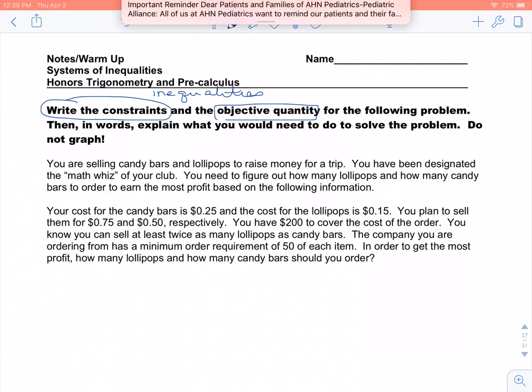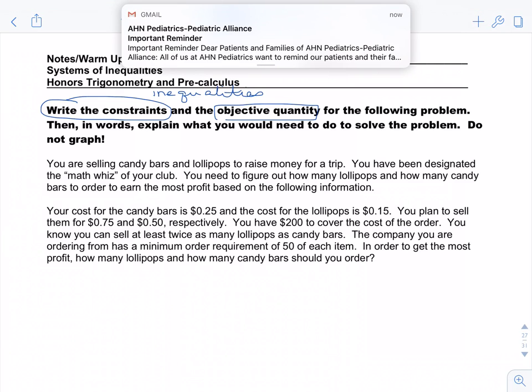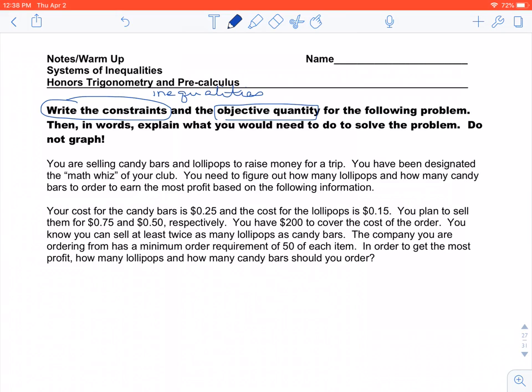So as we did with the last problem, read through it again. Think about what you want to use for x and y. So if you want to use x and y, fine. If you'd rather use L and C, you can do that as well. But I'm going to let x be my candy bars and y be the lollipops, or you can use C and L.